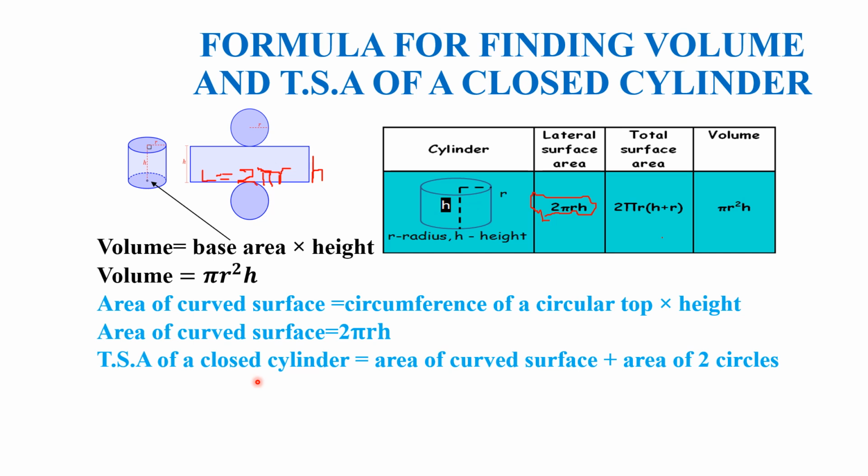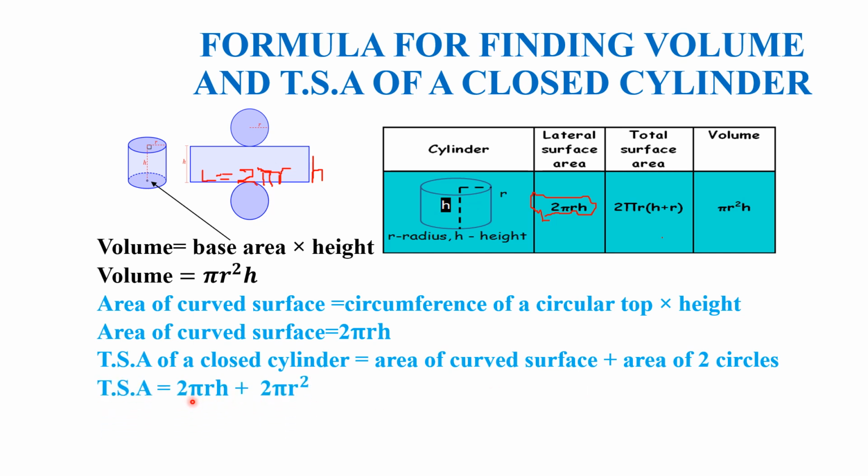And for the case of pipes which are hollow, you expect to just consider the area of the curved surface, because it will not have a circle at the bottom or on top. But for the case of a closed cylinder, we shall consider the two circles.